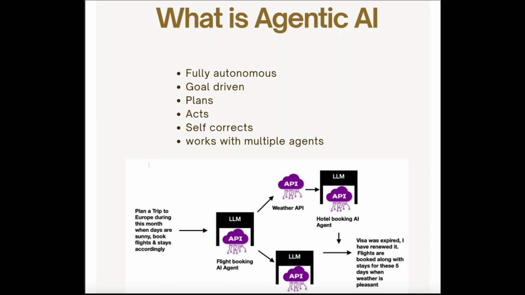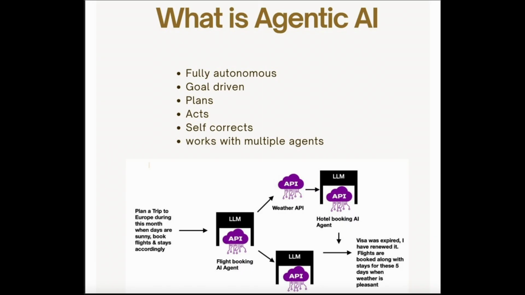Comes the most advanced one, Agentic AI. Agentic AI is a system of multiple AI agents that plan, decide, execute, and also self correct. It works towards a goal autonomously. You don't tell it each step, you tell the goal, and it figures out all the steps. That's why I've mentioned there it is fully autonomous and goal driven. As I told, we just have to tell the goal, it will figure out what steps it has to do. It can plan, it can act, it can self correct, and also work with multiple agents, like I mentioned.